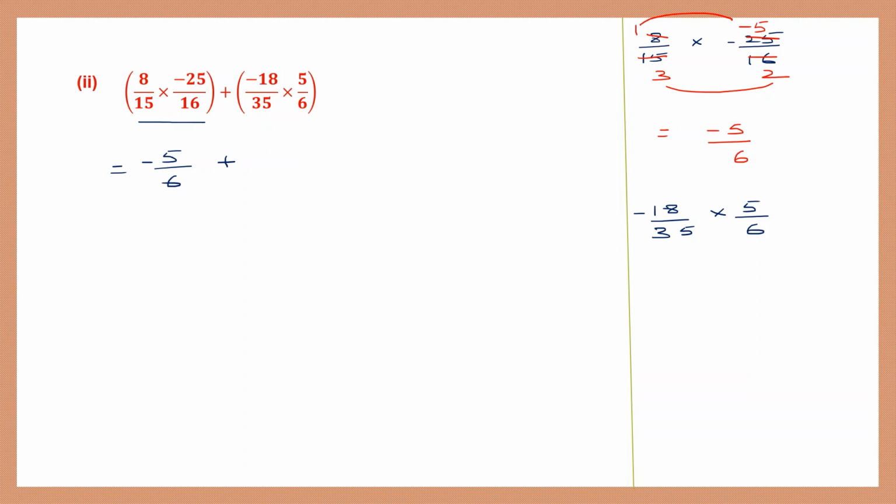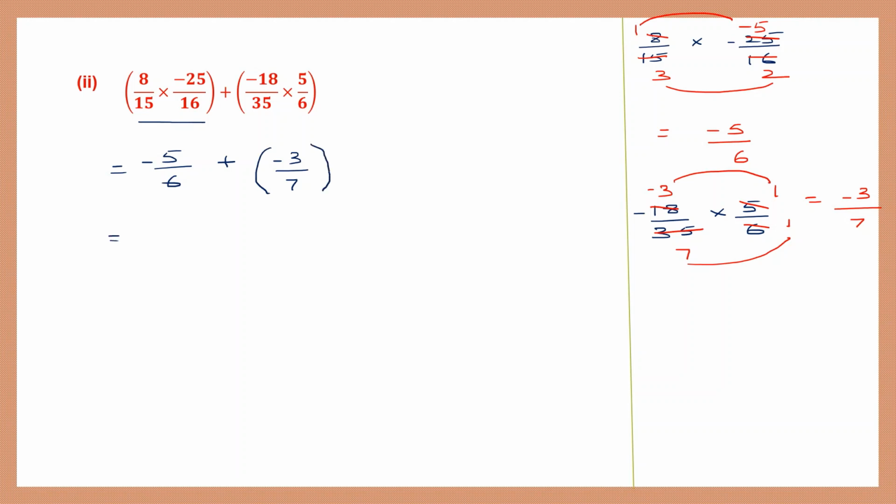So here also let's cancel. 6 ones are 6, 6 threes are 18. That's minus 3. We can cancel 5 and 35. 5 ones are 5, 5 sevens are 35. Now let's multiply the numerators. So minus 3 into 1 is minus 3 and denominator 7 into 1 is 7. So what do we have? Minus 3 by 7. So this is minus 3 by 7. So we have to add this.